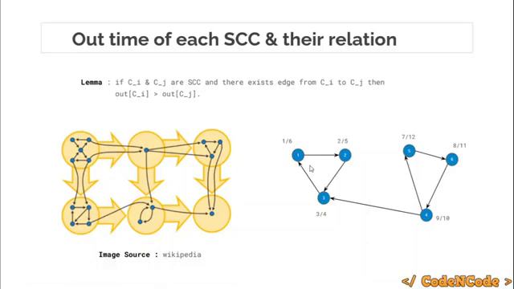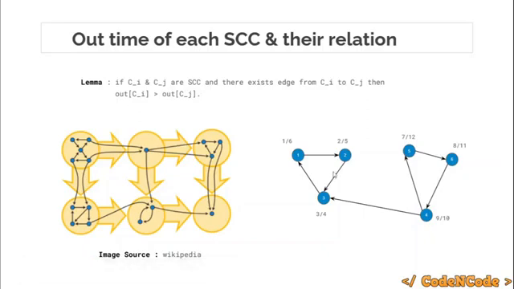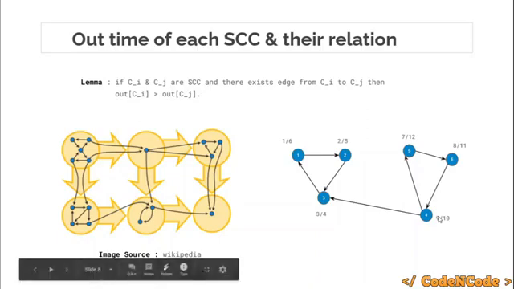So let's explore both of the conditions and prove that in both of the conditions, no matter whether you make a DFS call first in SCC B and then to SCC A, or when you make a DFS call first to A and then to B, it doesn't matter. In both the conditions, since there is an edge from B to A, out time of B would be greater than out time of A.